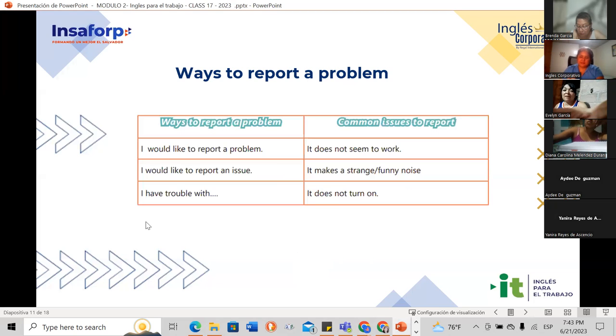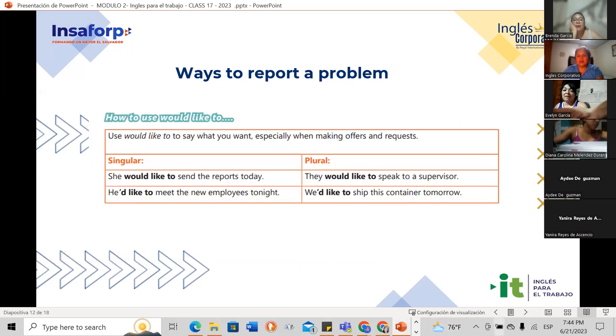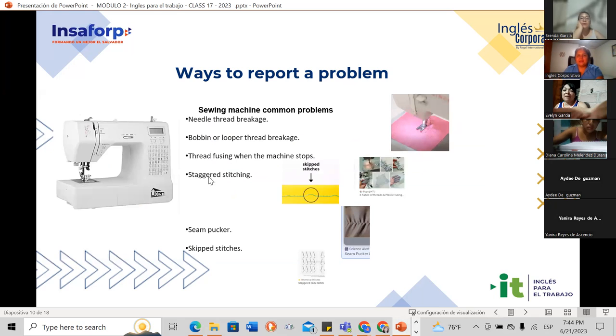Okay, and then we have the ways to report a problem. I presented it yesterday, but it is just to remember. For example, you can say, I would like to report a problem with my sewing machine. It has skipped stitches, for example. And then you report that. I would like to report a problem with my sewing machine. It is making staggered stitching, you can say.